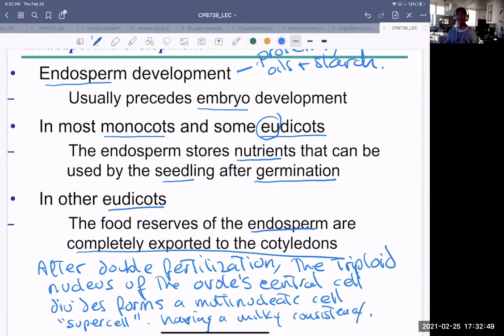And then through cytokinesis, the cell starts to form membranes between the various nuclei. And cell walls form and the milky consistency becomes solid.